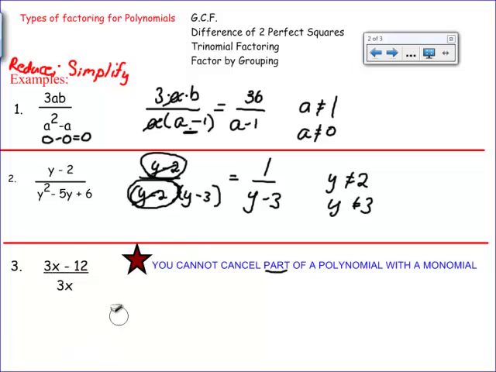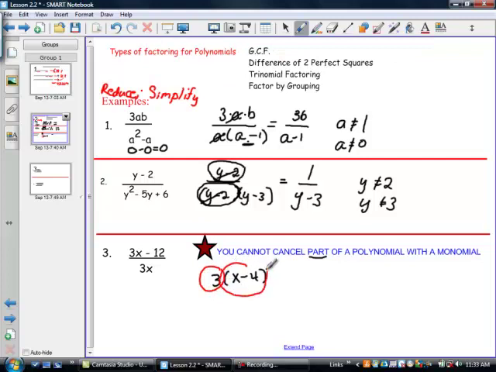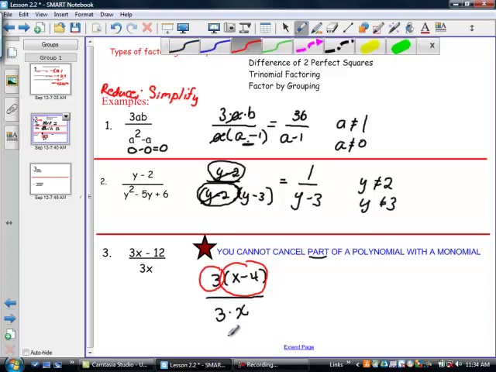Let's get rid of all this. And I can't stress enough the word factor. I will factor the top. And now I have two factors. I have a factor of 3, and I have a factor of x minus 4. Let's see what I have on the bottom. I have a factor of 3 and a factor of x. Those are my factors. Do I have any common factors? Yes, 3.